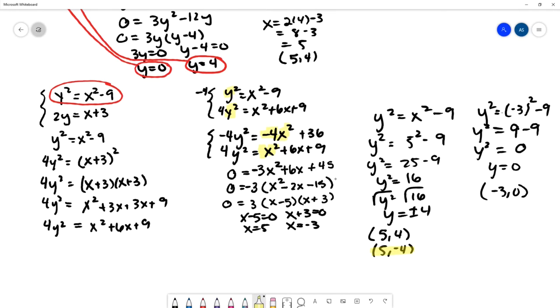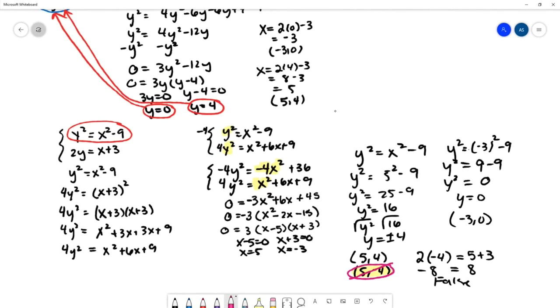I have this extra solution here. Let's see if this extra solution works in the second equation. I know it works in the first equation because that's where it came from. So in the second equation, 2 times negative 4 equals 5 plus 3. That's negative 8 equals 8, and that's false. So this extra or extraneous solution does not work in the second equation, so we have to exclude that.